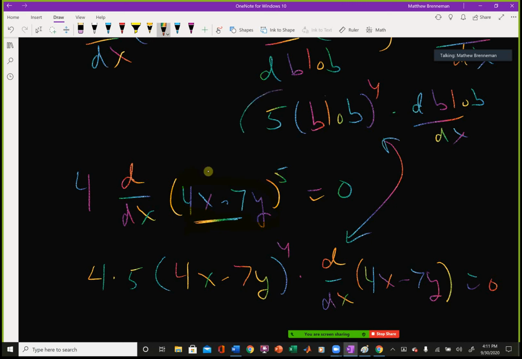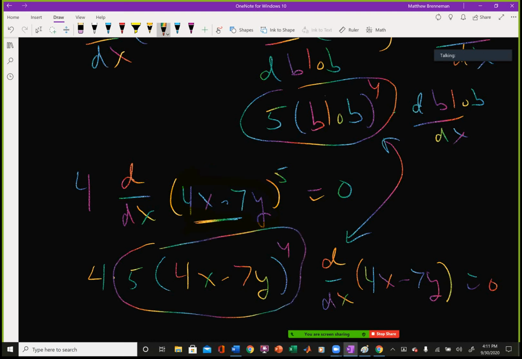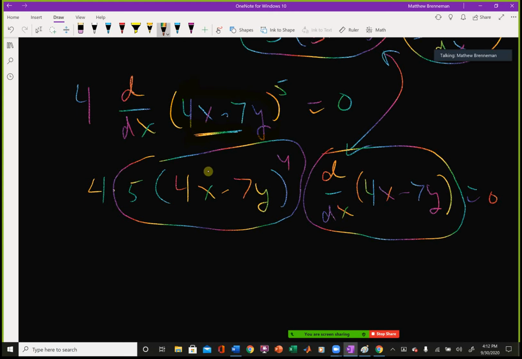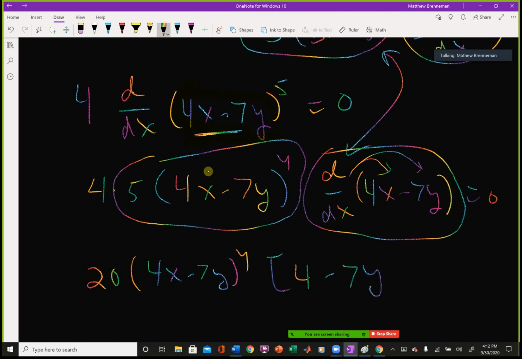Okay? This part is this, and this part is that. Okay? And so now I can easily take the derivative of this last part, right? The derivative of the blob is always easy to do. So now I'm going to get 20 times 4x minus 7y to the 4th times 4 minus 7y prime is equal to 0. Okay?